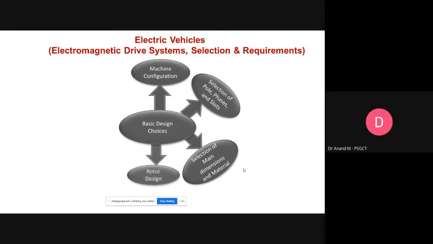Then comes your rotor design. As we know, the PMSM drive system is implemented with an array of magnets. What kind of magnet can we use? What will be the purchasing capability? Which type of configuration can yield a high flux density within the limited main frame dimensions? So that's again a challenging designer's choice.